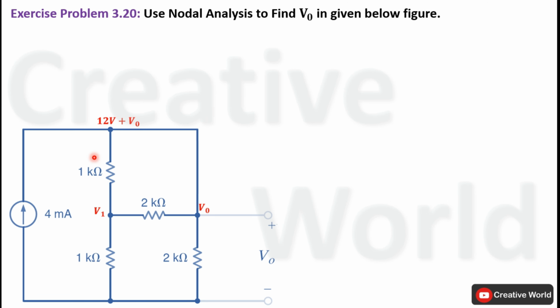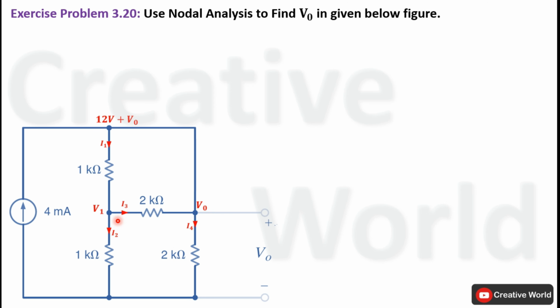At this stage, only 3 nodes are left. One is this supernode, the other one is this non-reference node 1, and the third one is the reference or ground node. There are two non-reference nodes in the network now, so two node voltage equations will be retrieved from this network. Now we have to assume all unknown branch currents along with their directions. Then we will apply Kirchhoff's current law on these two non-reference nodes to find their node voltage equations.